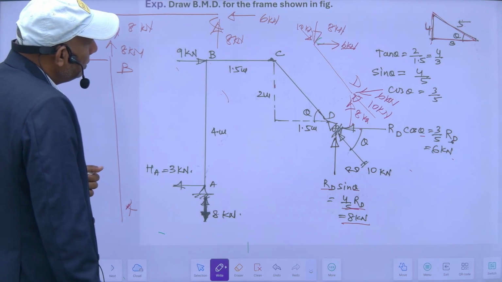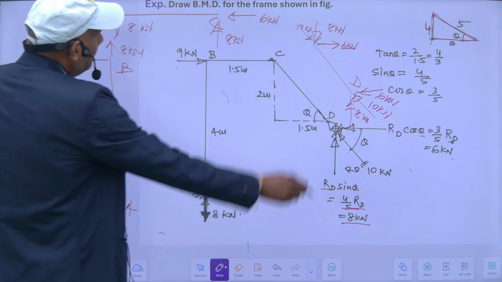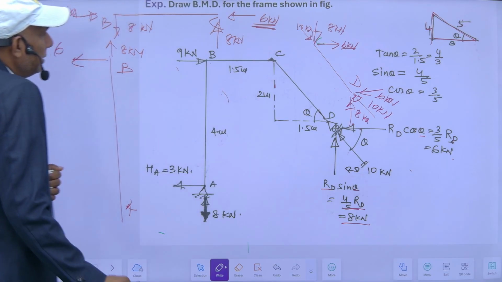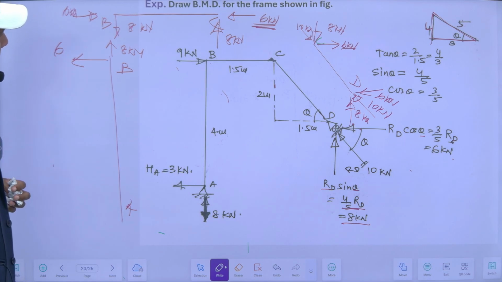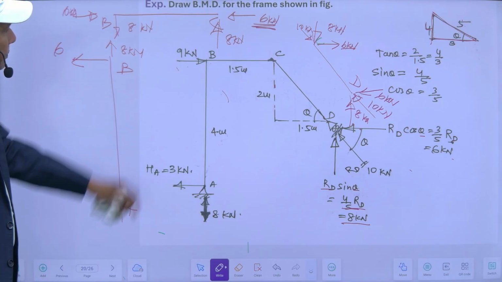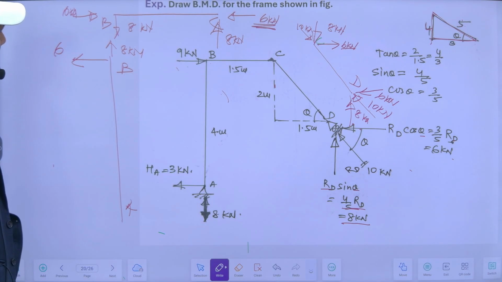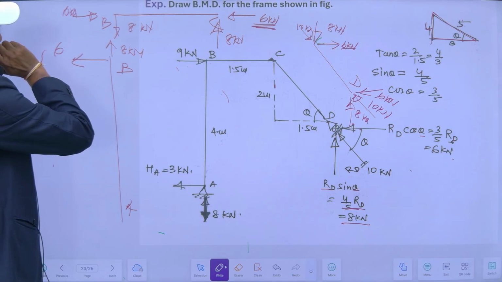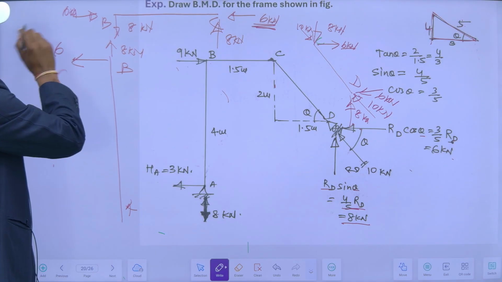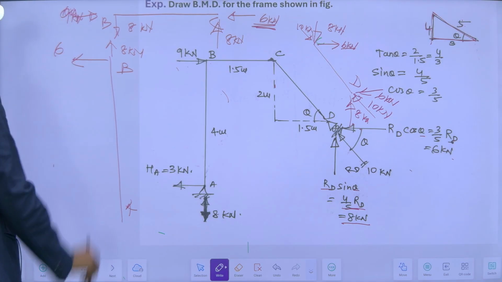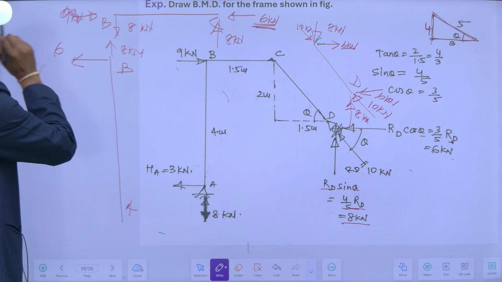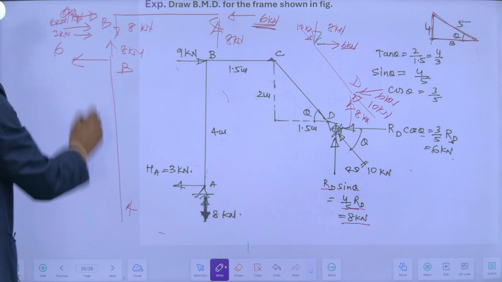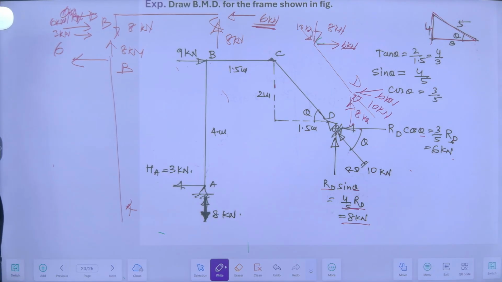Yes. So here, since this is 6 kilonewton, it is 9 kilonewton here. Means at this it will be 9 kilonewton, means it will be like this, 6 plus 3. I can say like this, and this force will act.